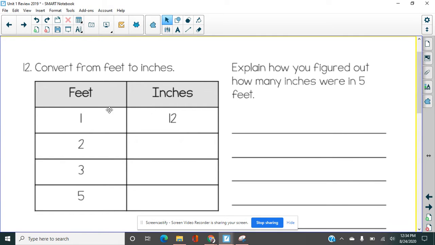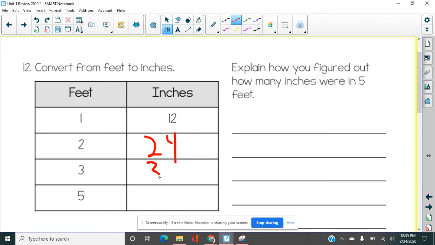From feet to inches, there are 12 inches in 1 foot. So if you want to think about 2 feet, how many inches would that be? Well, 2 12s would be 24. And so on my chart here, I'm going to put 24 right here. How many would 3 12s be? You tell me. So now 12 more.